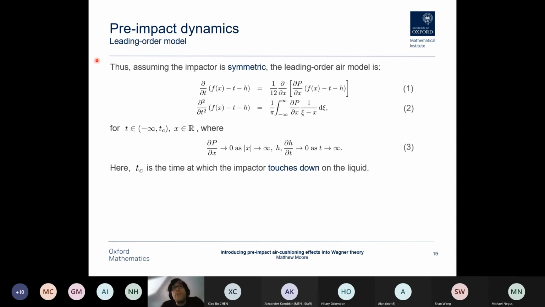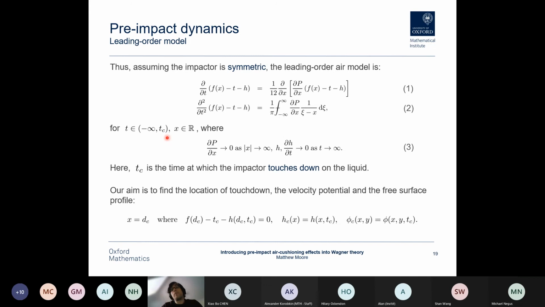So what we want to do is find this touchdown time in the problem. And when we have found the touchdown time, extract the important physical properties of the problem. So things such as where we get touchdown. We want to find what the free surface looks like at touchdown and what the induced velocity in the liquid is at touchdown. So we have these 3 things. Well, there's more than 3, but there are several properties we want to extract from the pre-impact dynamics that are important at touchdown. So this was the aim of what you do when you're trying to solve this problem. And typically it's going to have to be solved numerically.